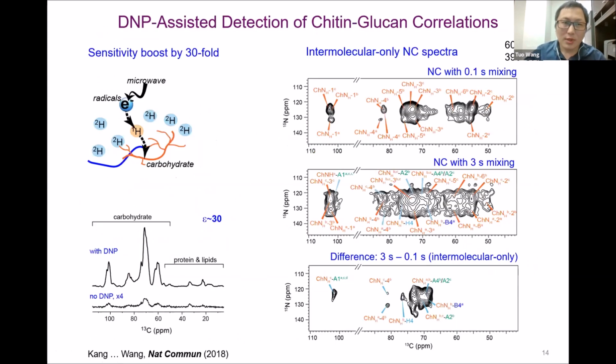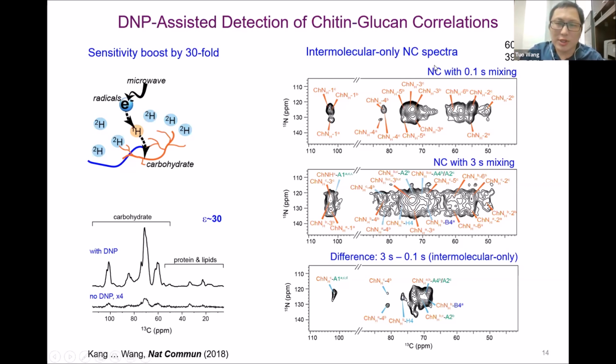So DNP enhances NMR sensitivity by tens to hundreds of fold by transferring the polarization from electrons in the radical to the NMR active nuclei in the biomolecules. And we successfully obtained 30-fold sensitivity enhancement on the whole cell fungal sample. And the DNP spectra for the whole cell samples are typically highly crowded. This is partially due to the large number of biomolecules in the sample and partially due to the coexistence of short range and long range correlation cross peaks.